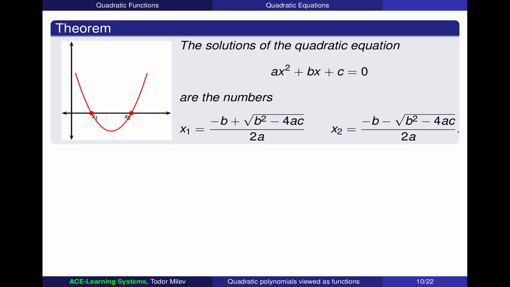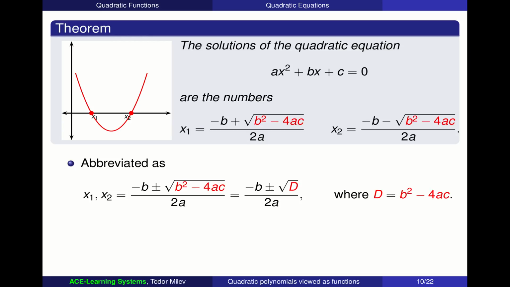So the solution of the quadratic equation ax squared plus bx plus c equals 0 is given by the two formulas we recited heavily in the previous slide. Just to remind you, x1 and x2 were minus b plus or minus radical of b squared minus 4ac over 2a, which could be abbreviated as minus b plus or minus radical of the discriminant, the whole thing divided by 2a, where the discriminant d was given by b squared minus 4ac. Okay.